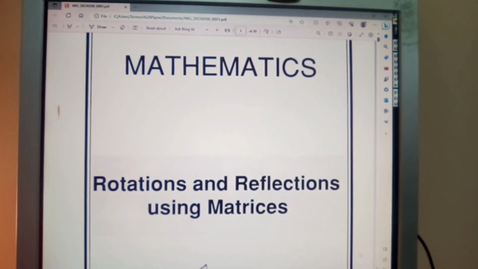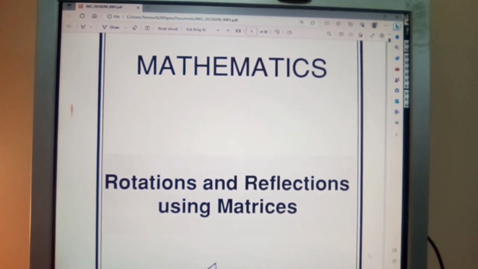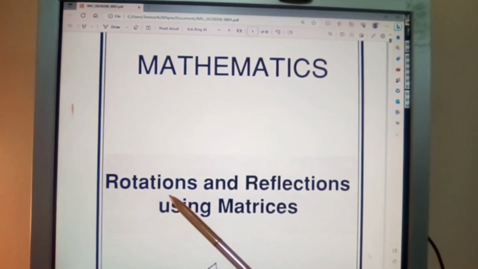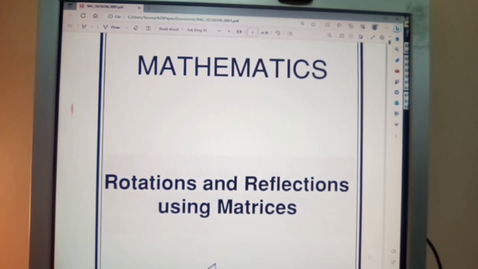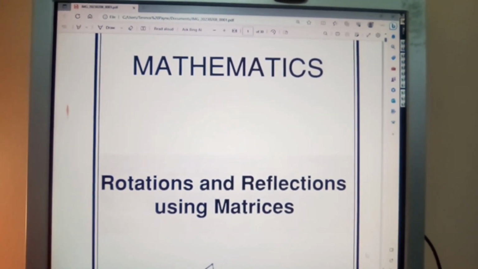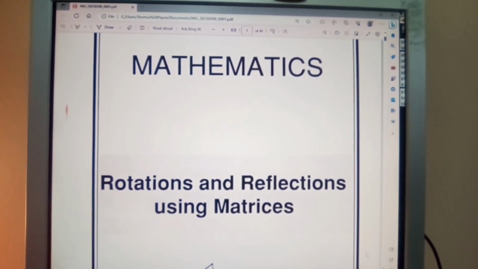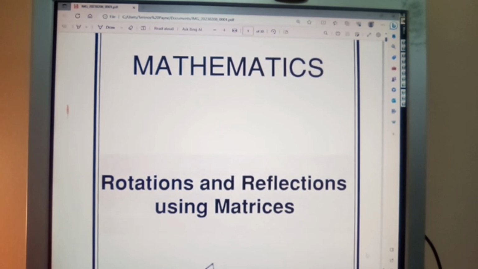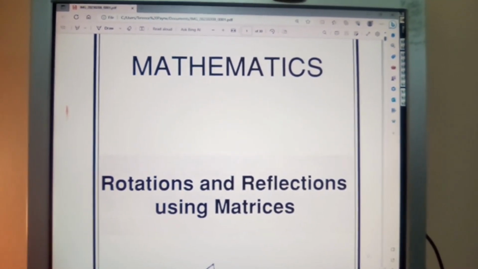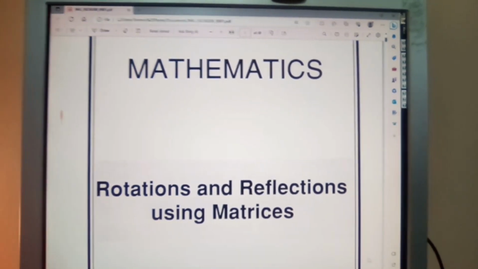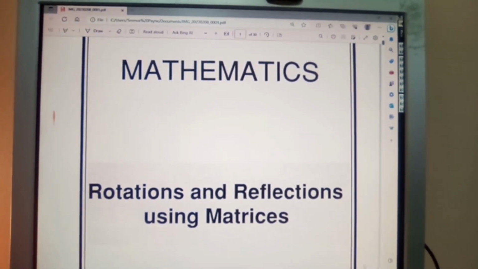Good morning, welcome back. What I want to look at today is again mathematics, and rotations and reflections using matrices. A lot of this you should have done already and made yourself familiar with, but this is for you to make sure that you can practice your mathematical skills, because when you're in the examination room, it is a different ball game there.